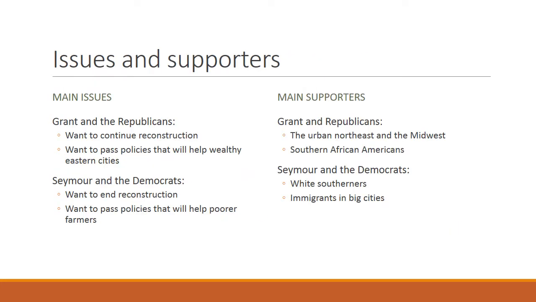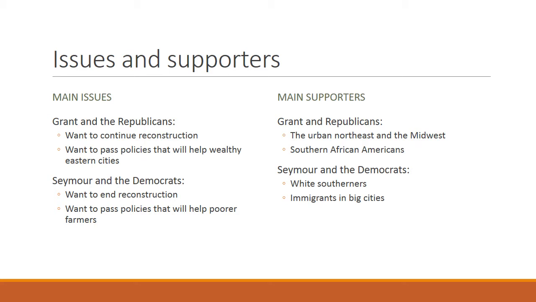Let's talk a little bit about the main issues and who supported which party. So the main issues in the election had to do with Reconstruction of the South and also monetary and economic policies that would favor either the wealthy or the poor farmers. So Grant and the Republicans believed in continuing Reconstruction. Specifically, they wanted to continue congressional Reconstruction, where they would send the military down to the South to basically force the South to change. On top of this, the Republicans wanted to pass policies that would help wealthy eastern cities, but that would make life harder for a lot of poor farmers, especially out west.